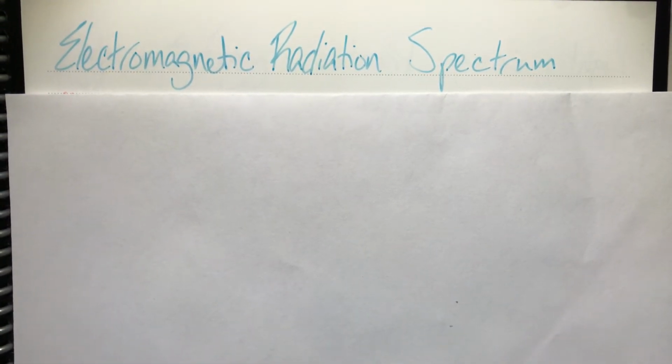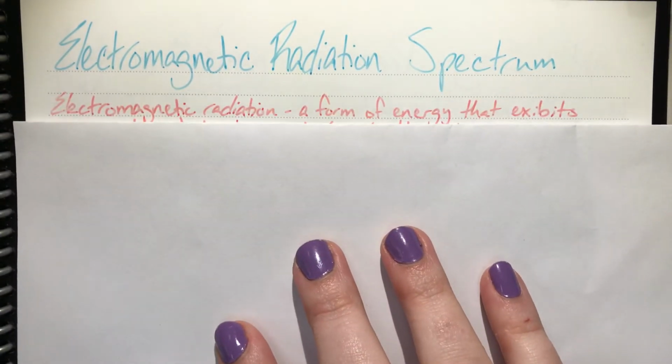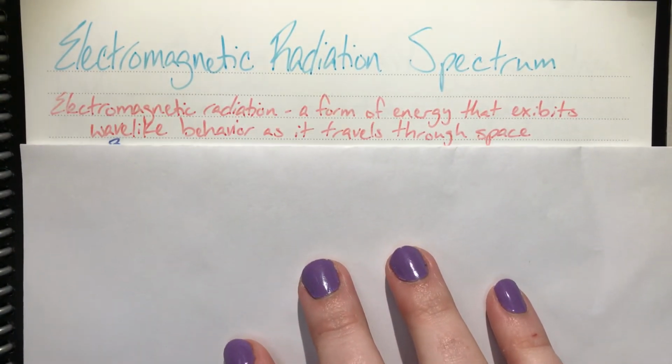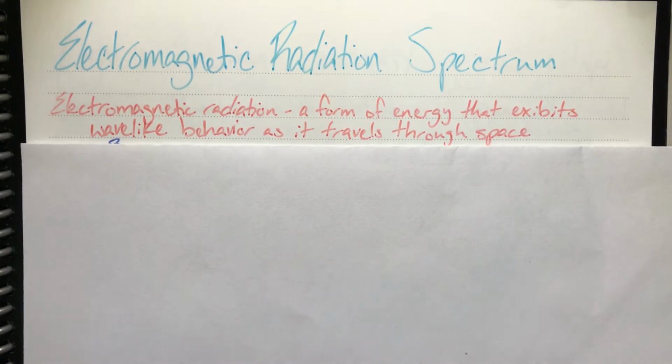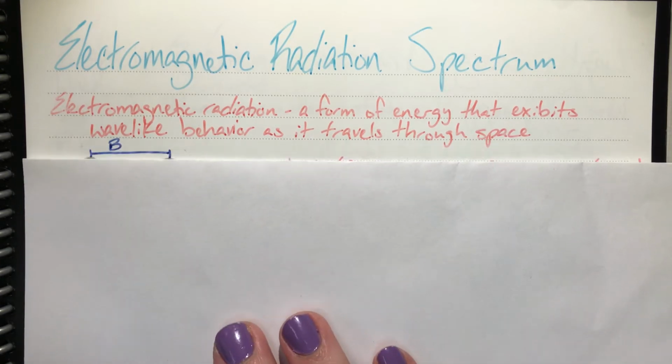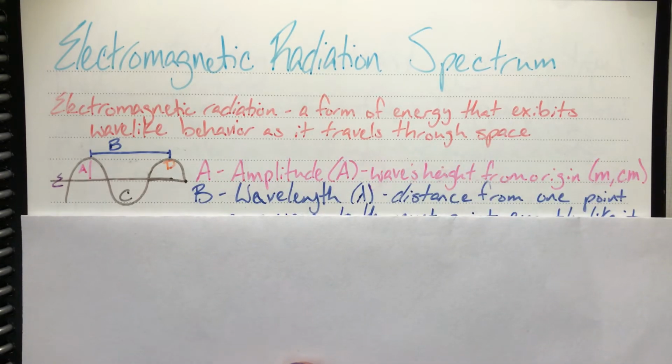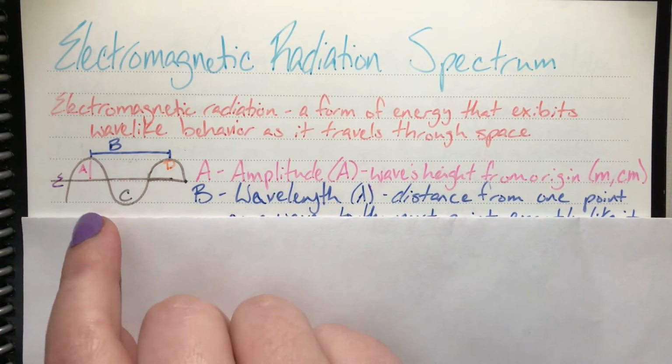Today we will be discussing the electromagnetic radiation spectrum. Electromagnetic radiation is a form of energy that exhibits a wave-like behavior as it travels through space. The first thing that we're going to look at is the parts of a wave. So here I have drawn out a wave and I have labeled certain parts of it.